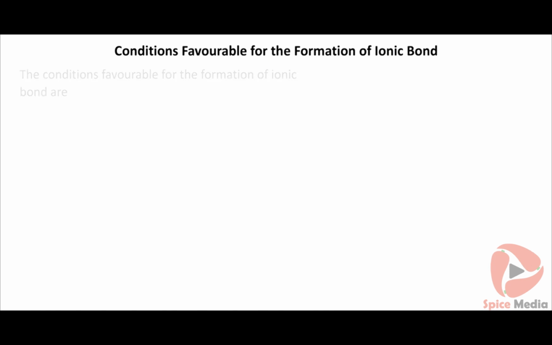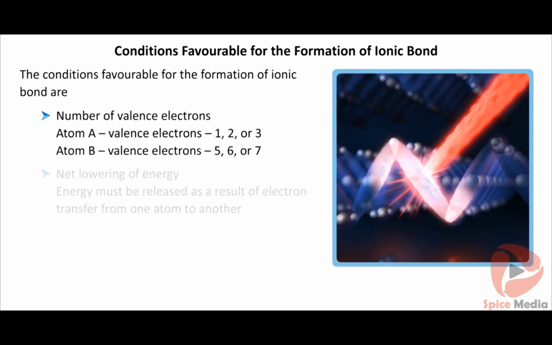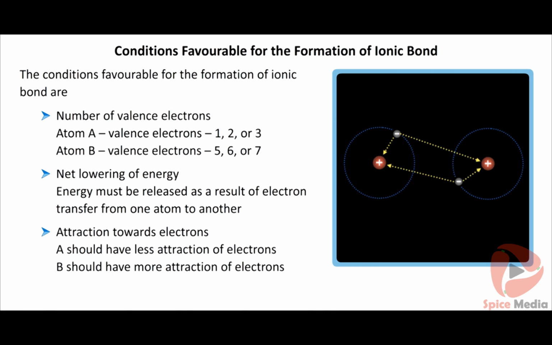The conditions favorable for the formation of an ionic bond are: number of valence electrons. The atom A should possess 1, 2 or 3 valence electrons, while the atom B should have 5, 6 or 7 valence electrons. Net lowering of energy: energy must be released as a result of electron transfer from one atom to another to form a stable ionic compound. Attraction towards electrons: A should have less attraction for electrons, hence gives off electrons, and B should have more attraction for electrons, hence gains electrons.